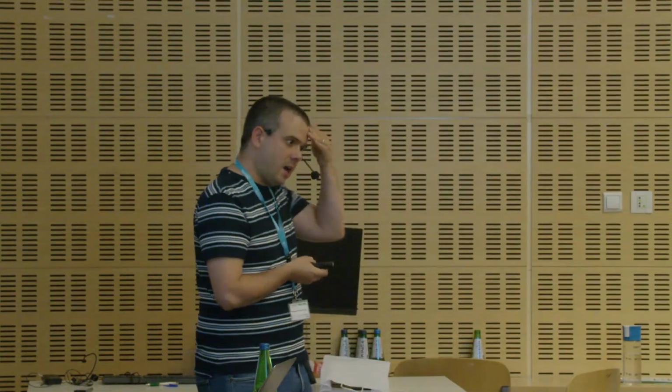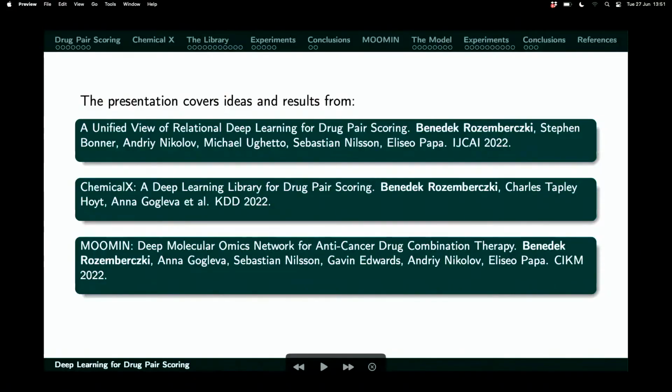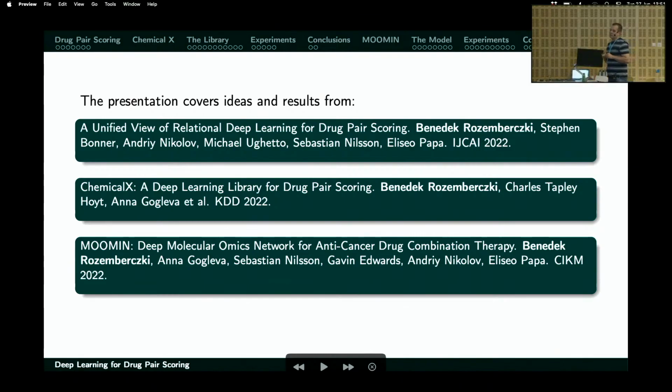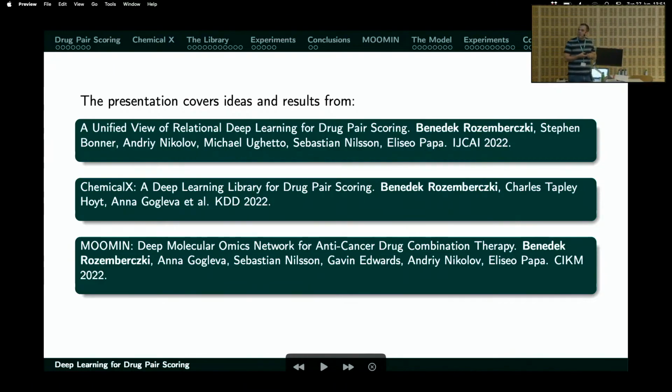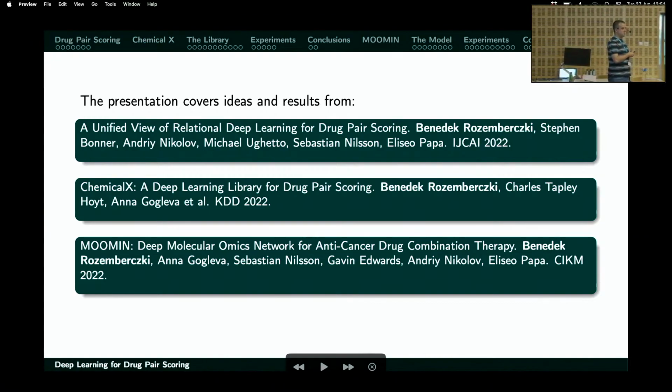So the presentation covers ideas and some results from 3 papers. One of them is a survey paper from HCI 2022. There is a KDD applied paper that describes a library. I will speak about that library and more or less how you design a machine learning library when your end users are computational biologists and computational chemists. And finally, I will speak about a library and paper that is pretty applied, and we used it to do drug repurposing studies in AstraZeneca, mostly for leukemia.